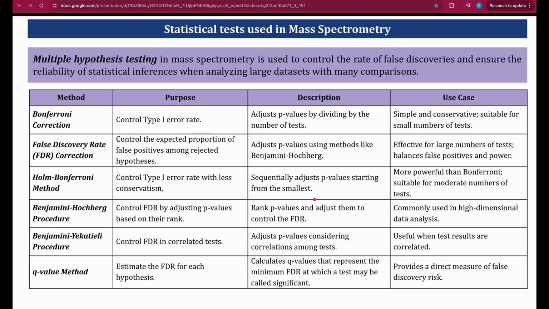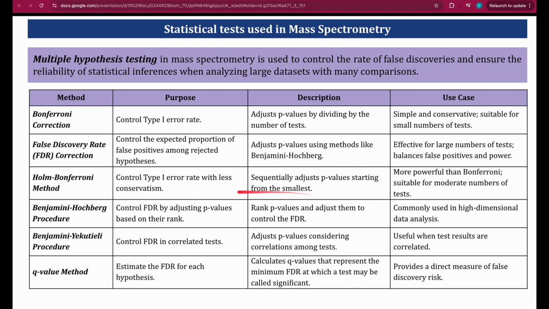So p-values are like the confidence values, and it is mentioned that for any statistical test to be significant, its p-value should be less than 0.05. And if it is higher than 0.05, then that means we cannot accept that hypothesis. So the p-value should be lowest to be significant. So that's why in this case we are trying to sequentially adjust that value starting from the smallest.